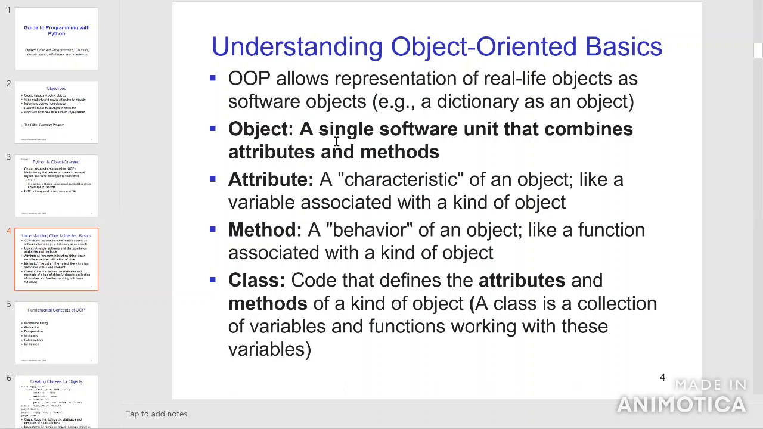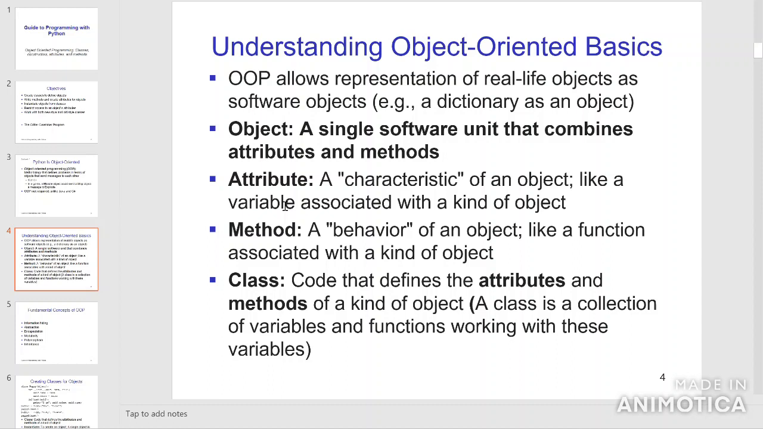And then there are methods. A method means a behavior of an object, like a function associated with the object. For example, a human being can walk, can jump. Those are functions. So those are the attributes and methods associated with an object.